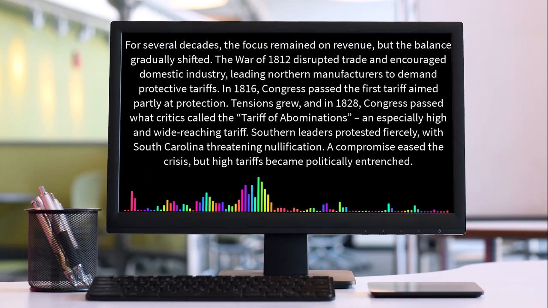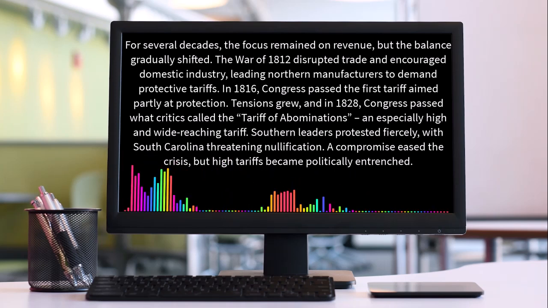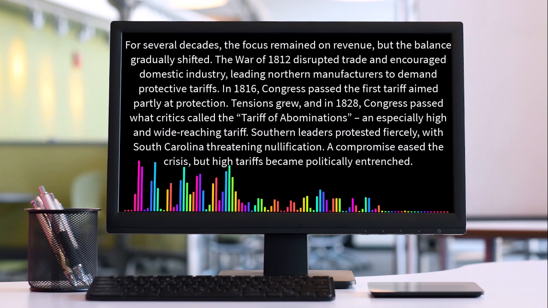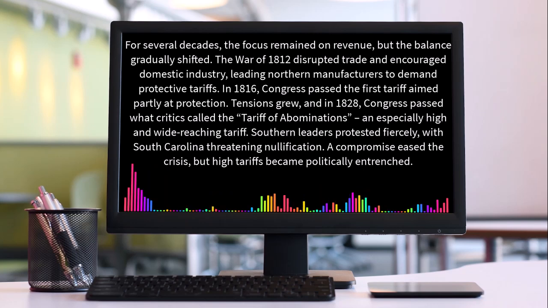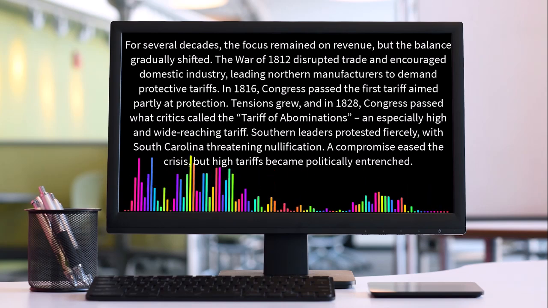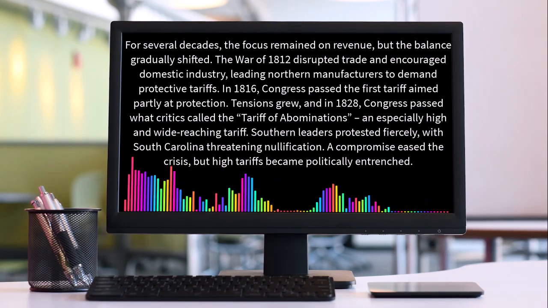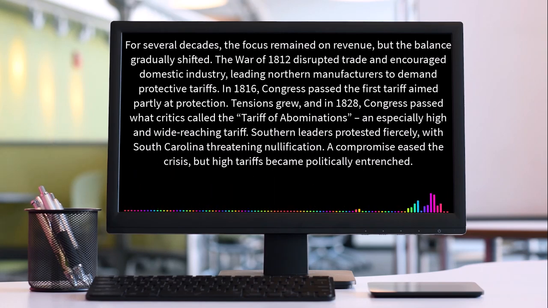In 1816, Congress passed the first tariff aimed partly at protection. Tensions grew, and in 1828, Congress passed what critics called the Tariff of Abominations, an especially high and wide-reaching tariff. Southern leaders protested fiercely, with South Carolina threatening nullification. A compromise eased the crisis, but high tariffs became politically entrenched.